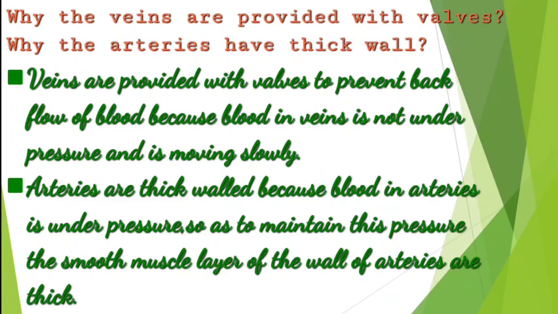Why do the arteries have thick walls? Arteries have thick walls because blood in the arteries is under pressure as the blood is pumped from the heart. To maintain this pressure, the smooth muscle layer of the wall of the arteries is thick.